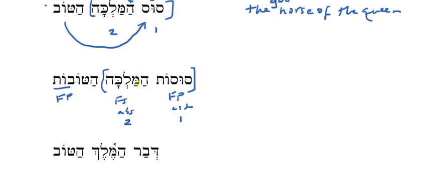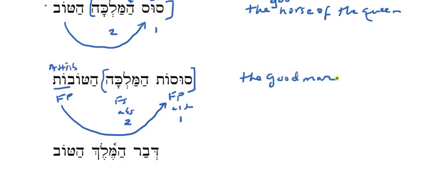So which of the two nouns of the construct chain are being modified by hatovot? Well, there's only one feminine plural noun here, isn't there? So it must be modifying the susot. So I need to translate this as not just the mares. Remember, this is feminine plural form of horses, so the mares. But it's what kind of mares? My attributive adjective tells me what kind of mares. It's the good mares. And I can then say of the queen. The good mares of the queen.